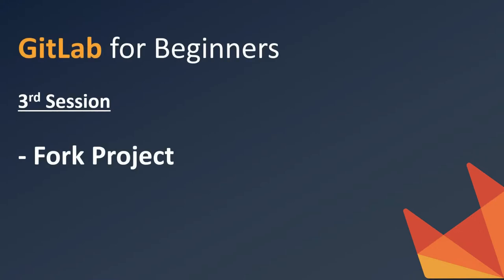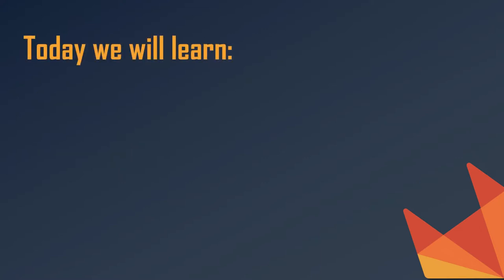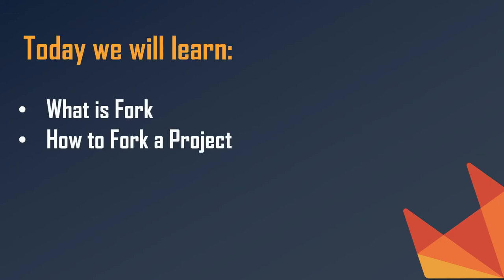So in the previous session we saw how to create an account on GitLab, then we saw how we can add files or make changes by using git commands. Now today we will learn how to fork a project in GitLab, and this is going to be very easy and very interesting. And as you know, I will go very basic, step by step. So today we will learn what a fork or project forking is and how to fork a project.